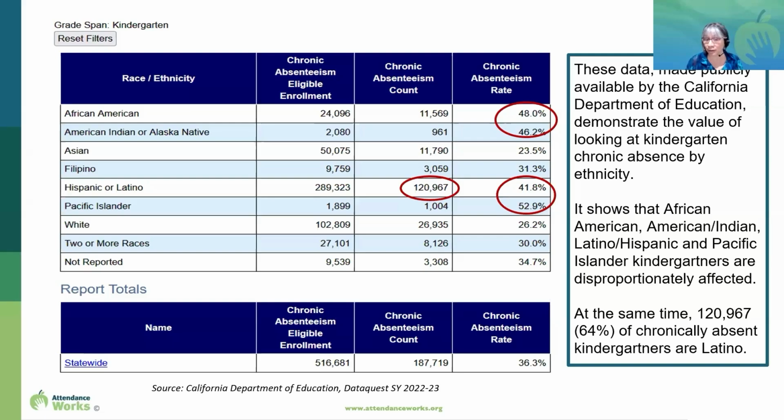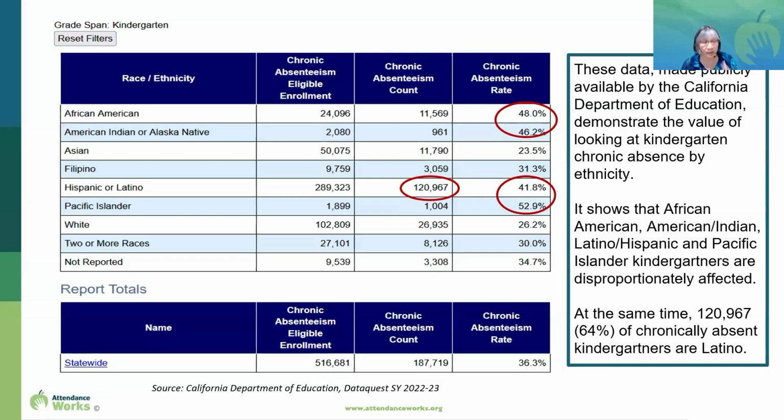By the way, there are still a large number of white kids who are chronically absent. So depending on where your community is, that might help you think about whose perspectives you really want to hear from more, understand more, so I can figure out what the issues are that are causing this increase in kindergarten absenteeism and what might be the solutions.